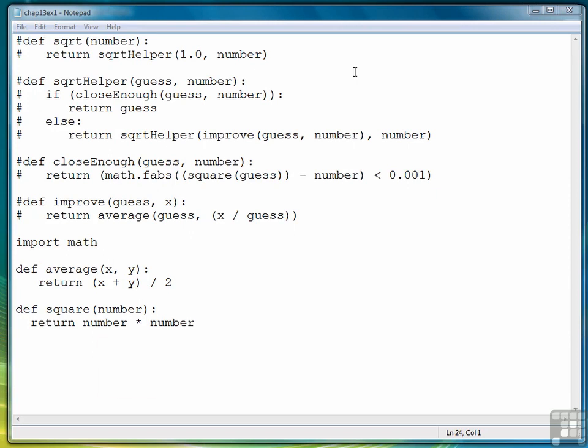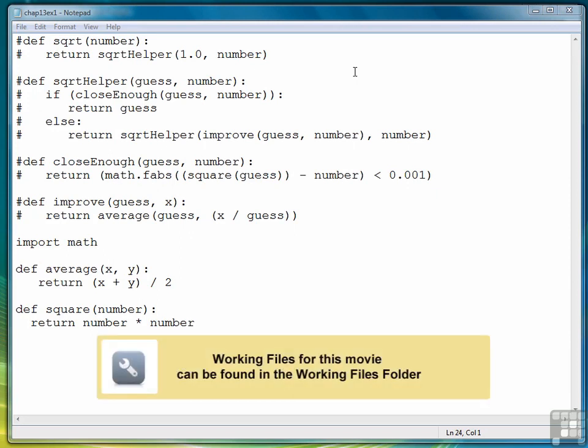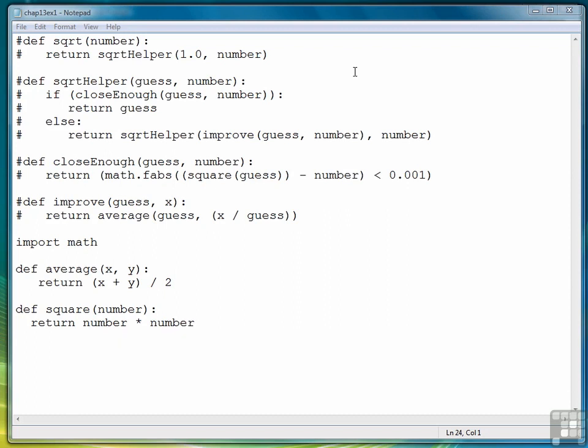In the first part of the exercise, we implemented Newton's method for finding the square root of a number by designing several functions to implement the algorithm. In this part of the exercise, I'm going to demonstrate how to combine those functions into one nested function to make the definition of the algorithm easier to understand and easier to maintain.